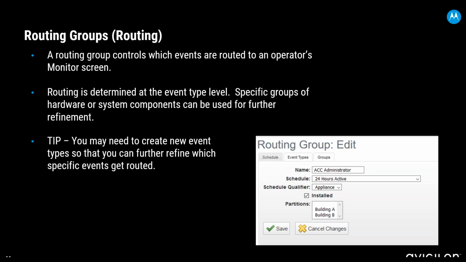So finally, just a tip when creating routing groups, as I mentioned, we are filtering at the event type level. If there is only one event in a certain event type that you want actually routed, you may need to create a new event type and then put that specific event in that event type and then only route that event type. So just keep that in mind. We give you the ability to create new event types and to monitor events to roll up under those new event types.